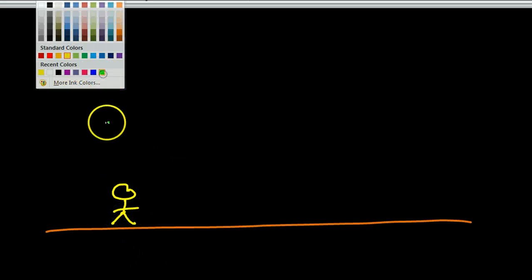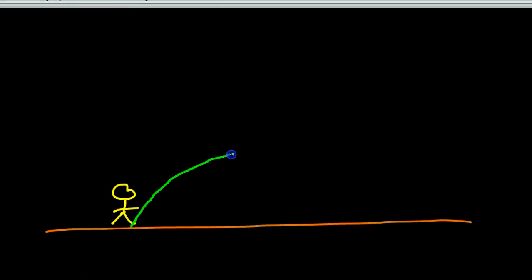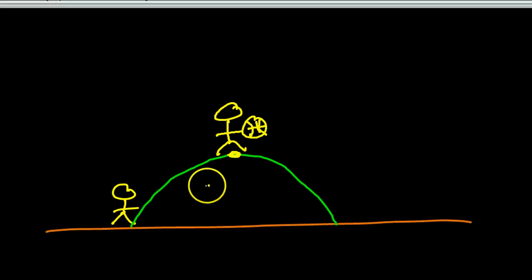So, if this is you, and you're trying to dunk, this is the path of your feet. It's doing this parabola. But we're trying to find the maximum height that your feet reach above the ground. You are gonna dunk this thing! So we're trying to find the maximum height of your feet. That means we're trying to find the vertex.